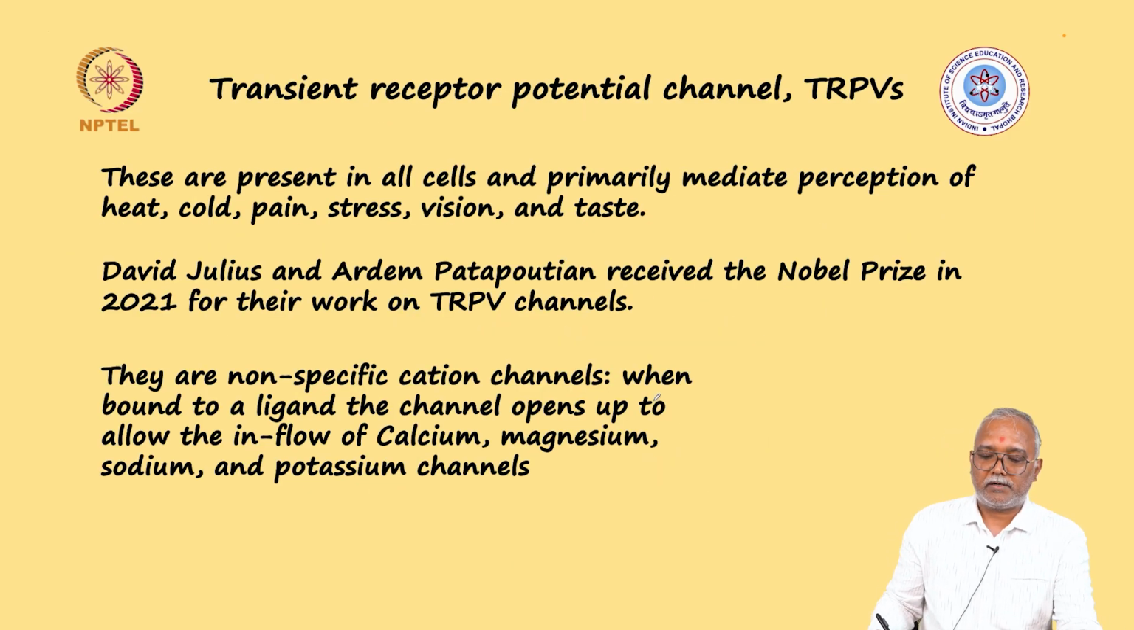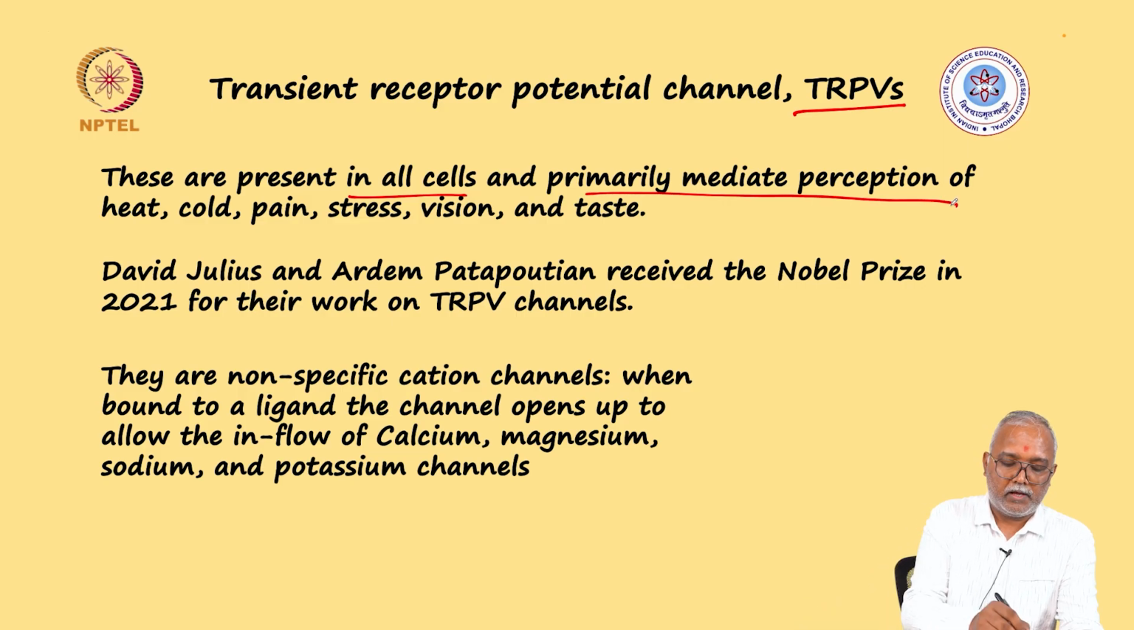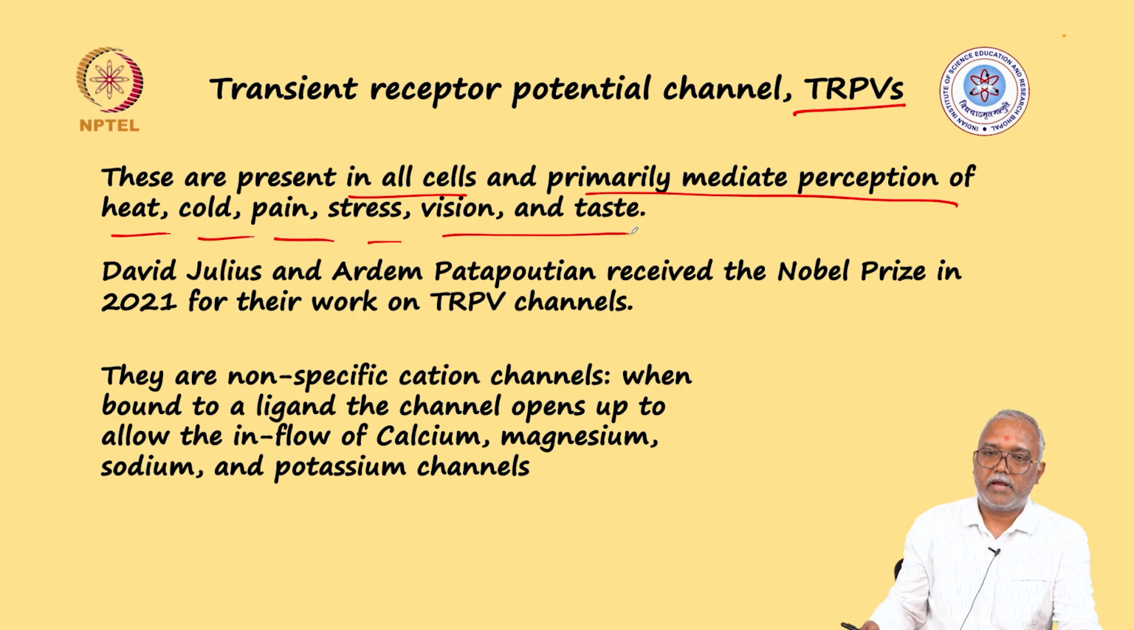Now there is something called the transient receptor potential channel, TRPV. These are very interesting kinds of receptors. They are present in all our cells. They primarily mediate the perception of heat, cold, pain, stress and many more things, even related to taste. One of the things which this TRPV channel is related to with respect to taste is capsicum.